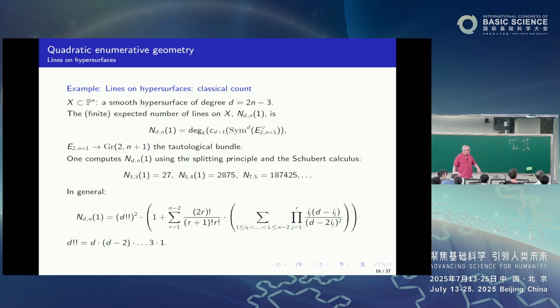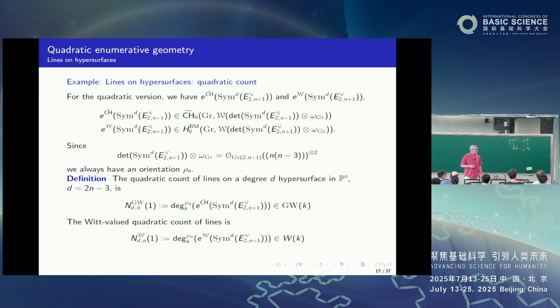And when you do it, first of all, you get the classic 27 lines on a cubic surface, 2,875 lines on a quintic, et cetera, et cetera. And there's the general formula. It's a little complicated. You see the number of terms in the formula grows in terms of the dimension or the degree, either one. This d double factorial, d is going to be an odd number because it's 2n minus 3. It's d minus 2 down to 3 times 1. Okay, so this is going to show up again. It's a rather complicated formula.